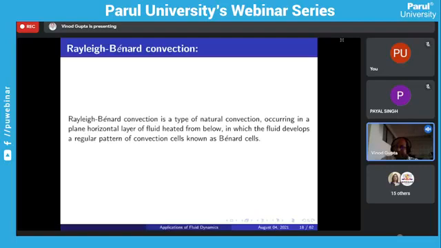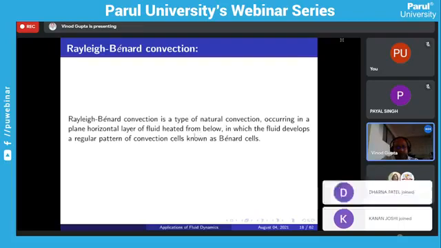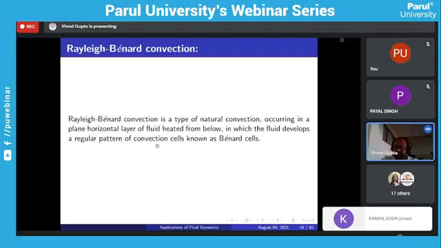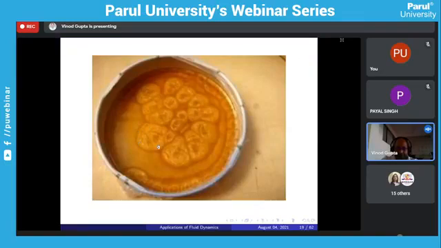Rayleigh-Bénard convection is a type of natural convection occurring in a plane horizontal layer heated from below, which develops a regular pattern of convection cells, and these cells are known as Bénard cells. When you heat this fluid from below, the cells will start, and that cell is known as a Bénard cell. Like this, if you see this, when you heat this from below, the formation of cells is here. So these are called the Bénard cells.